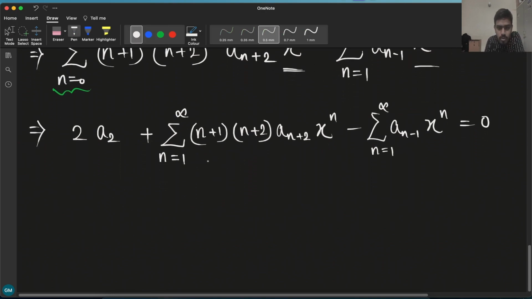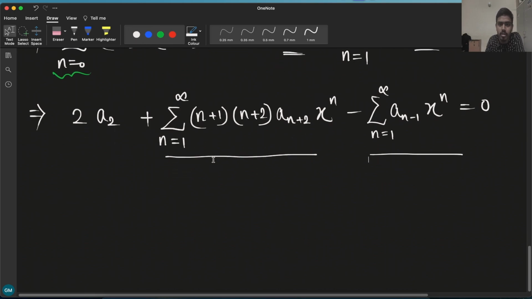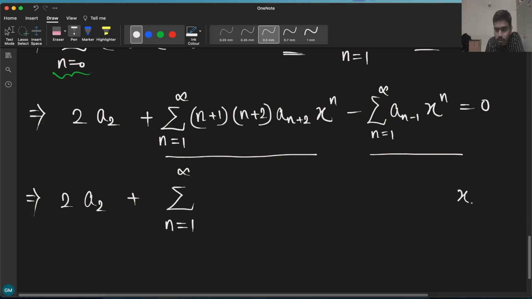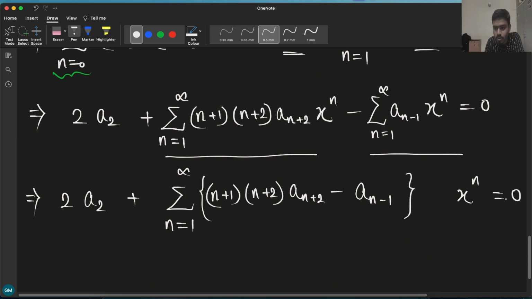Now you can see these two series both have x to the power n and both are starting from n equals 1. Now we can bring them together and write n equals 1 to infinity. We can take x to the power n common and write (n+1)(n+2) a_{n+2} minus a_{n-1}, equals 0.